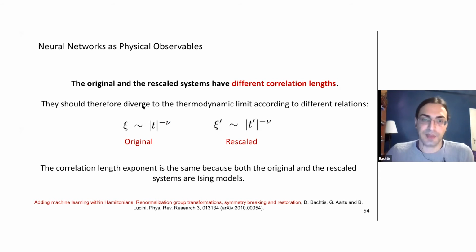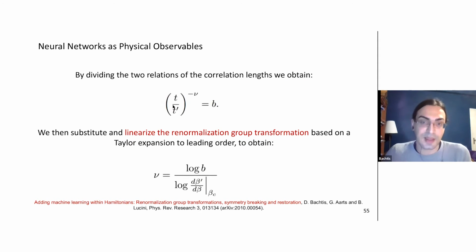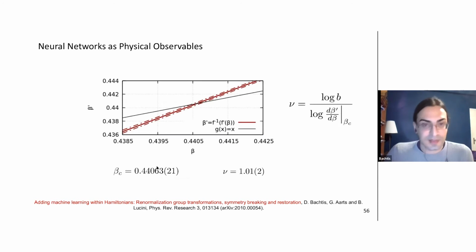So if we now divide these two expressions and we linearize the renormalization group transformation in the vicinity of the phase transition with a Taylor expansion to leading order, we are able to obtain this expression that allows us to numerically calculate the correlation length exponent. We will now do this on the data that I showed you before on this figure. So we do the calculation in the vicinity of what we have estimated as the critical fixed point. And we are now able to calculate the correlation length exponent, where again, you see that the calculation is extremely accurate, even though it has been obtained on a very small lattice size.